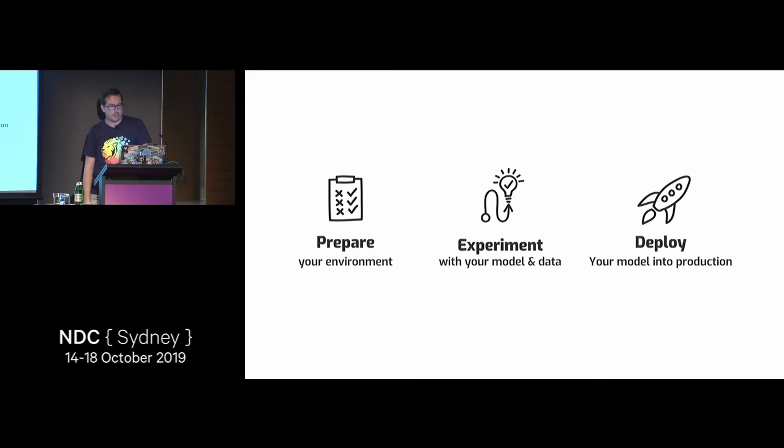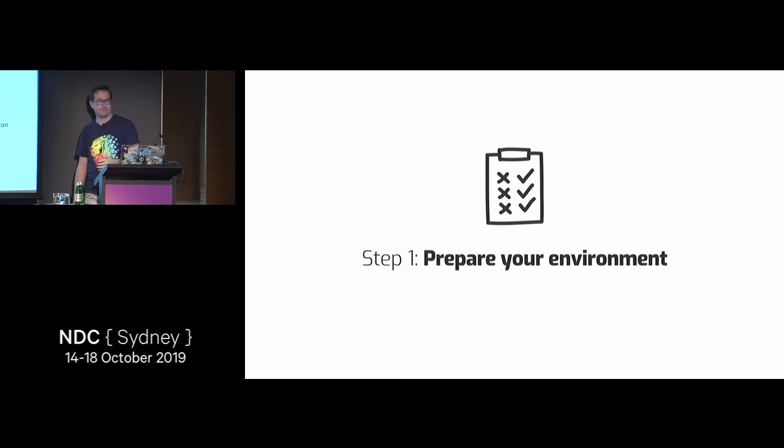So to get started with Azure Machine Learning Service, you have to go through 3 phases. So first, you have to prepare and set up the whole environment. Then you can start experimenting and training your model. And then the final step is actually getting that model safely and repeatable in production.